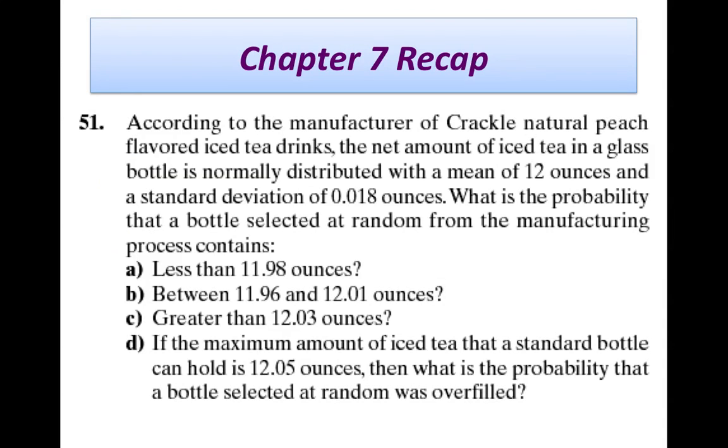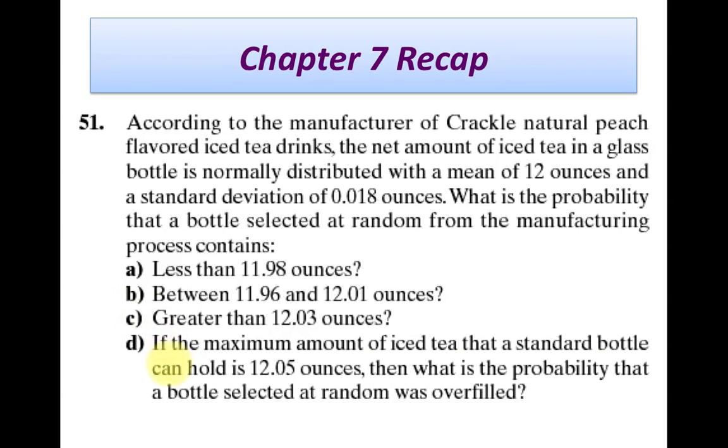According to a manufacturer of Crackle natural peach flavored iced tea drinks, the net amount of iced tea in a glass bottle is normally distributed. So we have a bell curve with a mean of 12 and a standard deviation of 0.018 ounces. What's the probability? Okay, probability, so you want to think area under the bell curve, that a bottle selected at random from the manufacturing process contains less than 11.98, between 11.96 and 12.01, greater than 12.03. So A, B, and C are probability questions which are found with normal CDF.